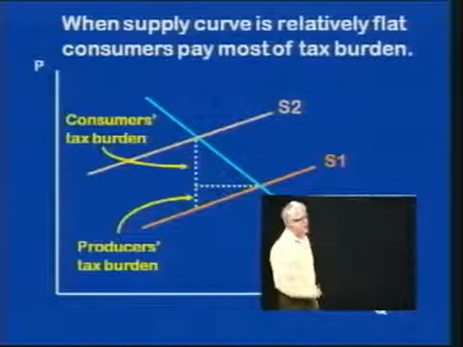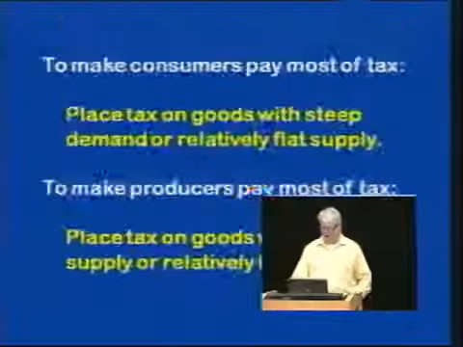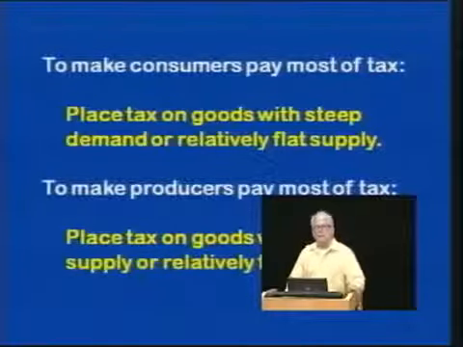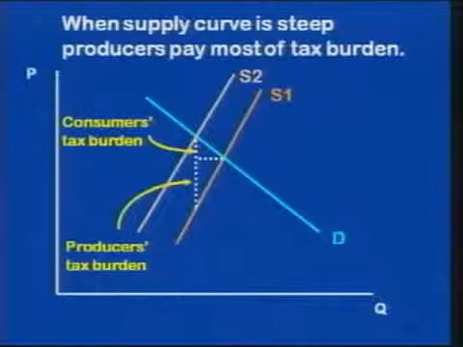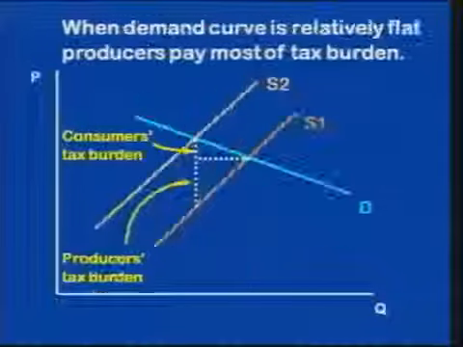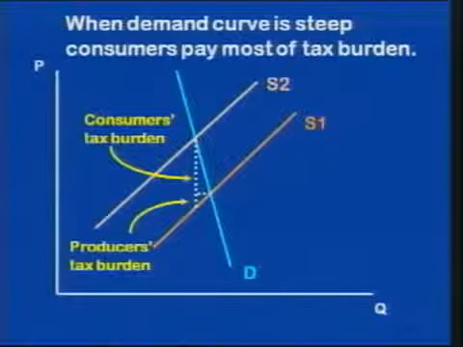What is the underlying principle? I've got a final slide there with a lot of words on it. But I think what's most interesting is to think about what is actually happening here. Who ends up paying the tax? In a word, it's the people who cannot respond. If suppliers cannot respond to a price by changing their supply, so they have a steep supply curve, then they end up paying most of the tax. If consumers can't respond by changing the quantity that they buy in response to the higher price, then they pay most of the burden.